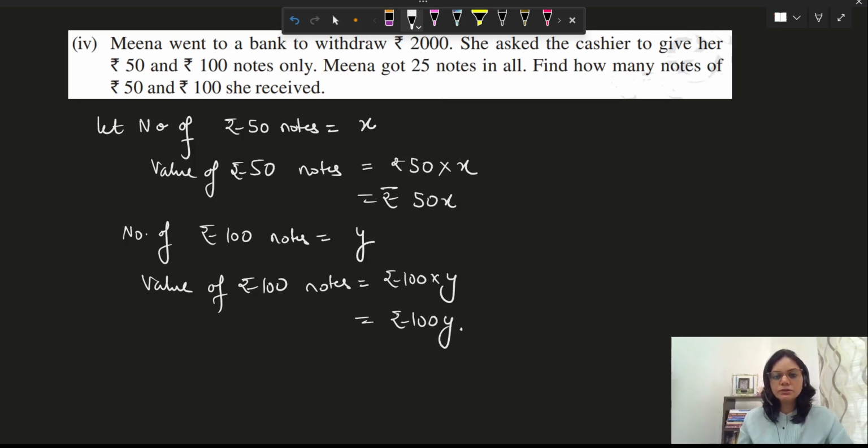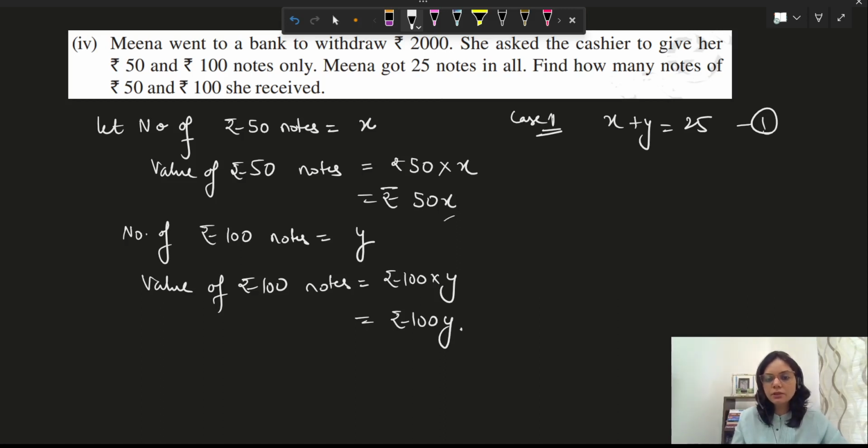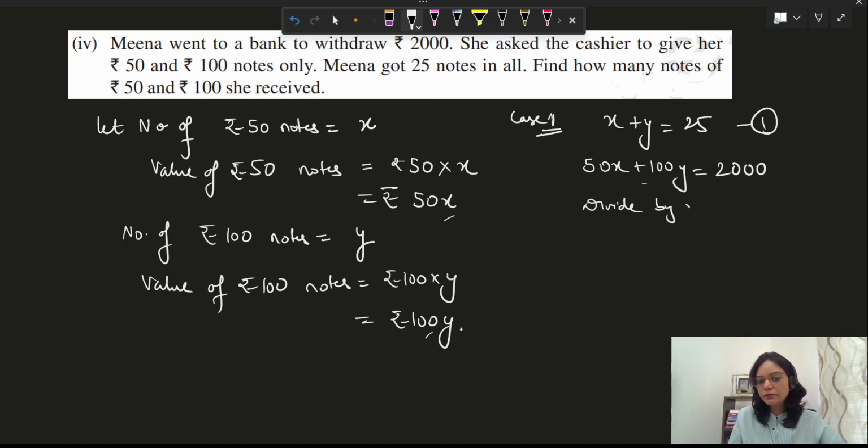Now let's see what the question says. Case 1 says she got total 25 notes. So x plus y is 25. That's equation 1. Second equation says that she had to withdraw 2000. So this total amount 50x plus 100y should amount to only 2000. From this I can divide the whole equation by 50. So divide by 50. What you will get? x plus 2y is equal to, when you divide by 50, it's 40. Okay, that's the second equation.